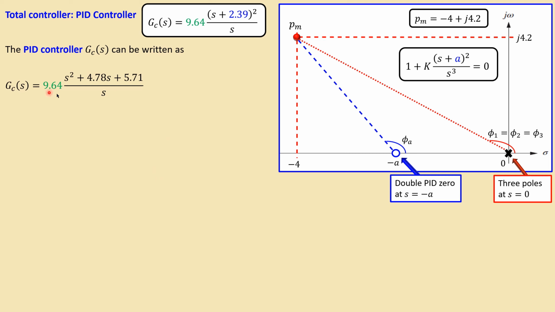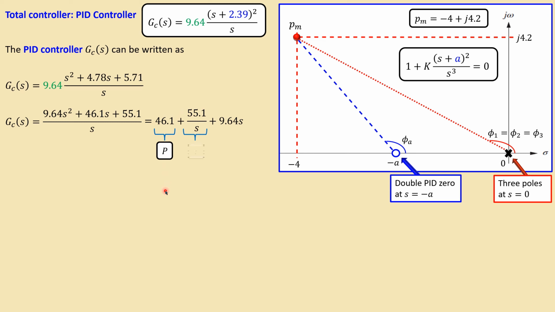So what we actually do here is 9.64 again as a parameter or a coefficient in the front, and this will be worked out, so the parentheses here, so you will get s squared plus 2 times this times s, and then this squared, so 2.39 squared. The result is actually here, and you can of course also multiply the 9.64 with each of these terms in the numerator. If I now work this out and divide everything by the s here in the denominator, I will get this. And what you recognize here is the P, the I, and also the D.